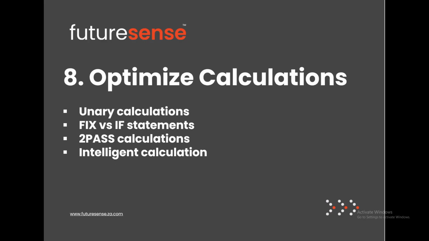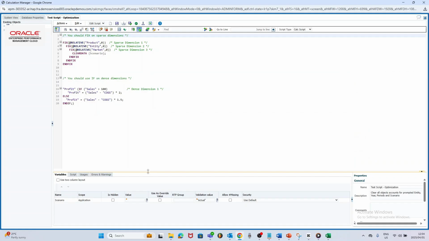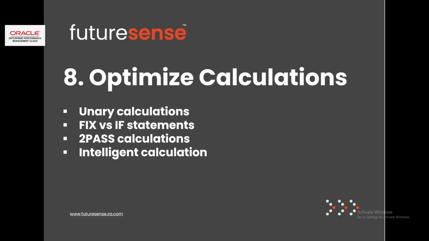8. Optimize calculations. Unary calculations refer to the use of the outline structure to produce parent-child relationship calculations. Unary calculations are the fastest. Try to put everything in the outline and perform a calc-or when possible. You should fix on sparse dimensions and use if on dense dimensions. Fixed statements on sparse dimensions only bring into memory blocks with those sparse combinations which the calc has focused on. If statements on dense dimensions operate on blocks as they are brought into memory.